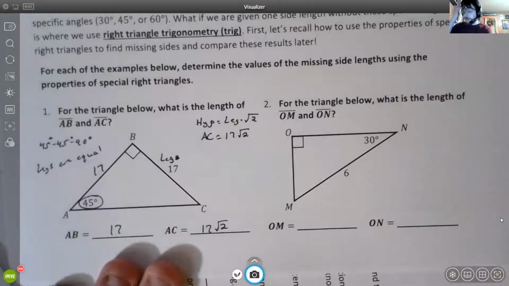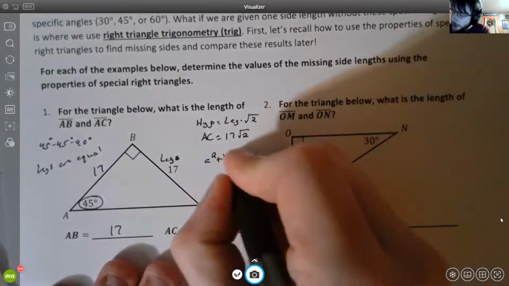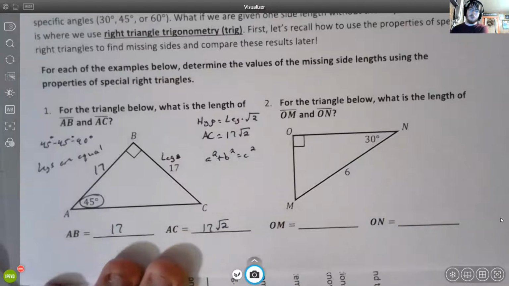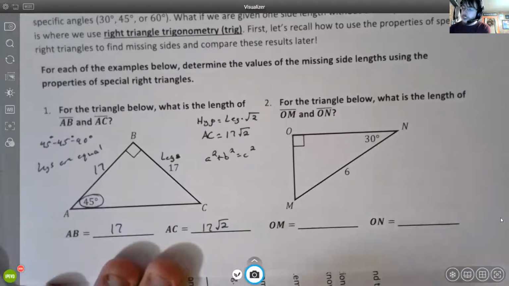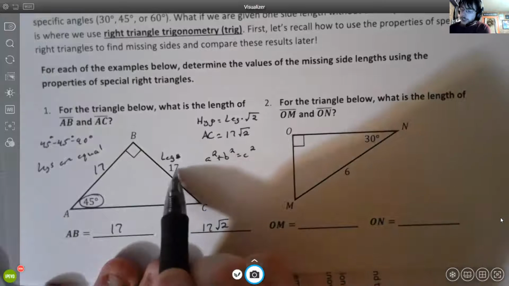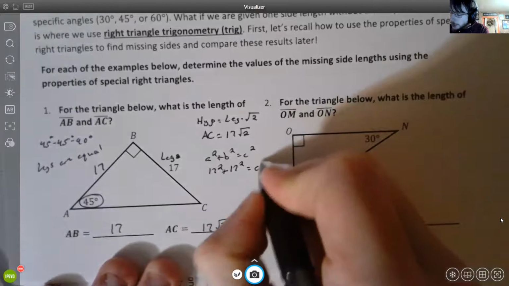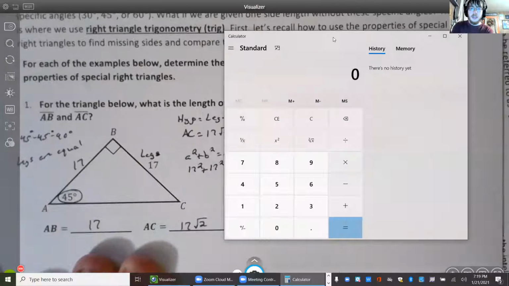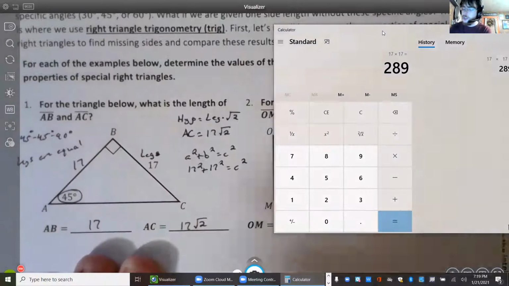Now, we're going to use the Pythagorean theorem. So we've got a squared plus b squared equals c squared. We're going to show that we would have gotten 17 root 2 with that as well, even though we're going to write it in decimal form. So a and b are your legs. They're both 17. So 17 squared plus 17 squared equals c squared. And if you take, in your calculator, 17 squared, you end up with 289.